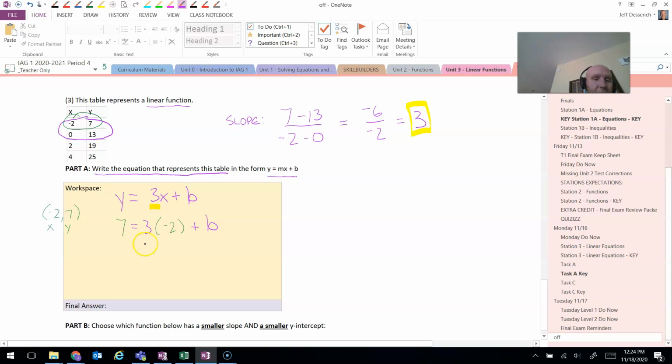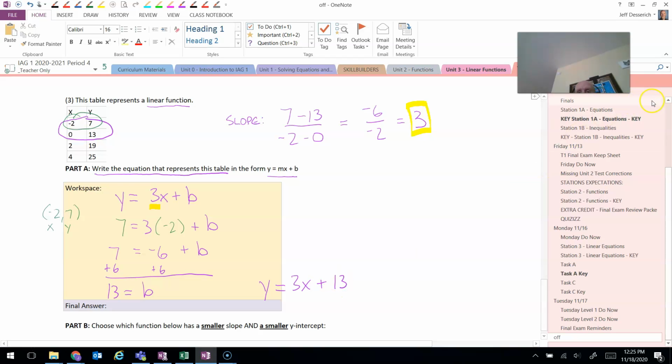So again, our job now is to get b by itself. So we've got y equals, so 7 equals, this is negative 6 plus b. Our last step in getting b by itself will be to add 6 to both sides. And that leaves us 13 equals b. So our equation is y equals 3x plus 13.